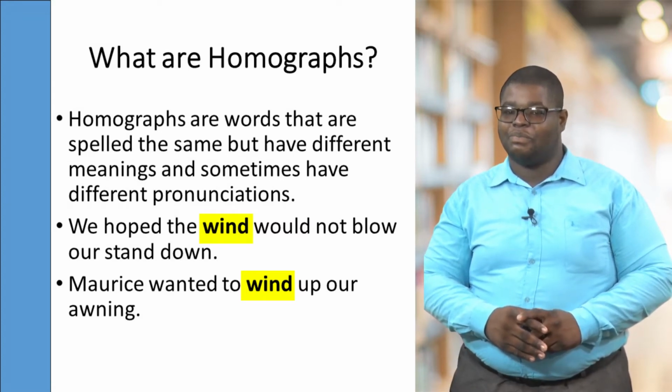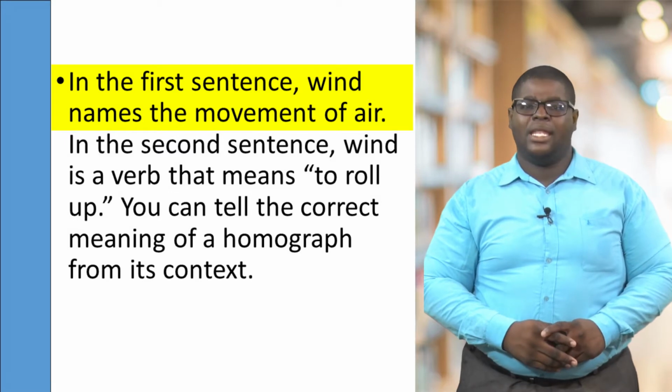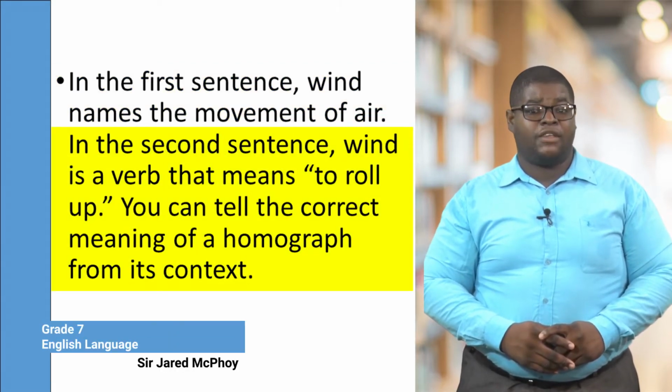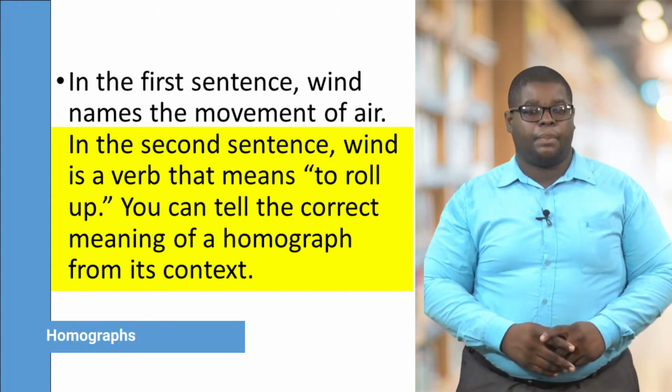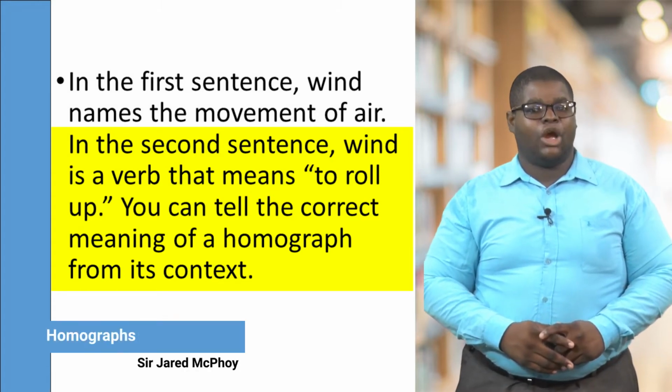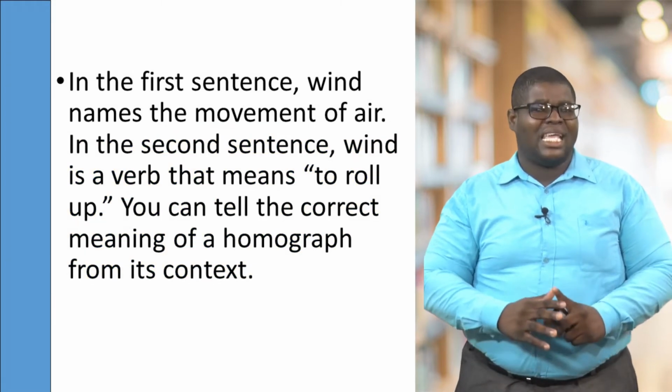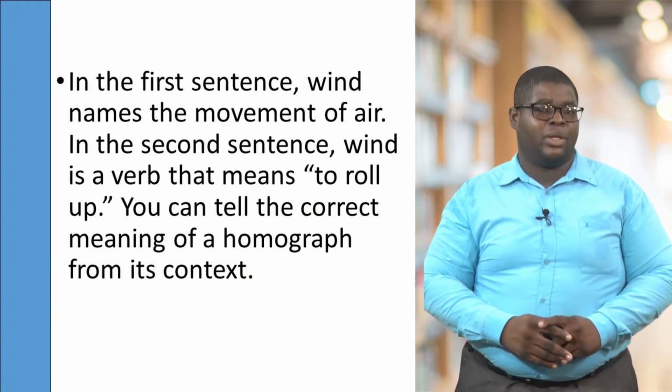Let's continue. Now in the first sentence, wind names the movement of air. In the second sentence, wind is a verb that means to roll up. You can tell the correct meaning of a homograph from its context. So context is very much important when we're dealing with homographs.